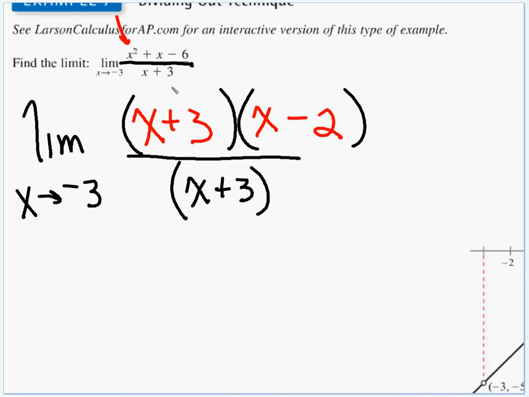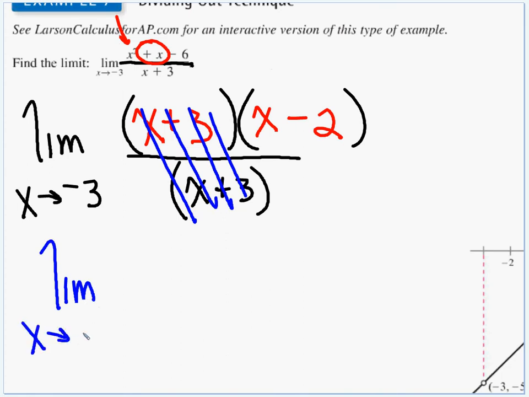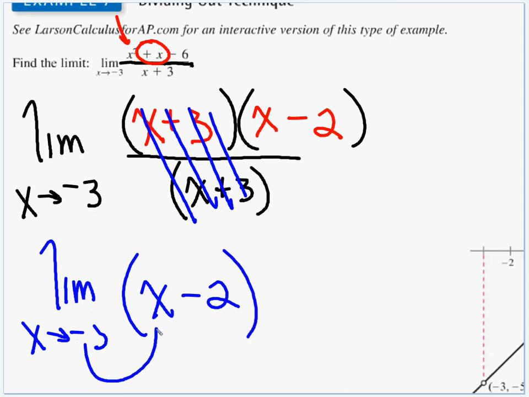Now let's check our middle terms just to make sure. The outers are a minus 2x. The inners are a plus 3x. That does add up to the plus 1x in the middle. So the factorization did work, and I used the denominator as a clue. So direct substitution failed us, but we can cancel. And now we have basically the same limit, but with a slightly easier function to work with, x minus 2. So if we sub in the negative 3, minus 2 more is negative 5.